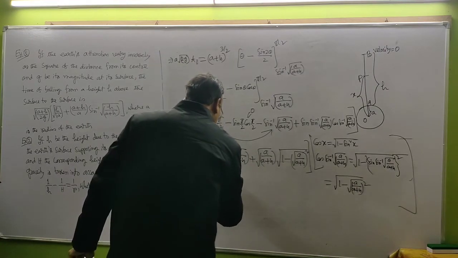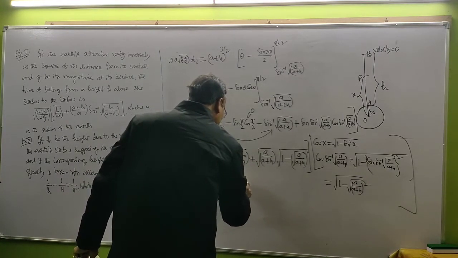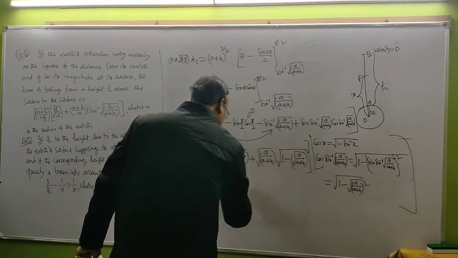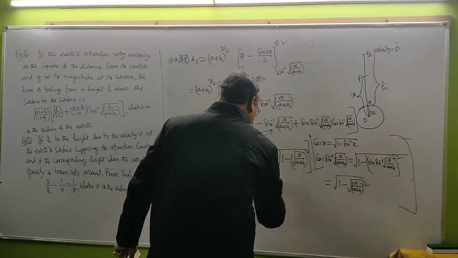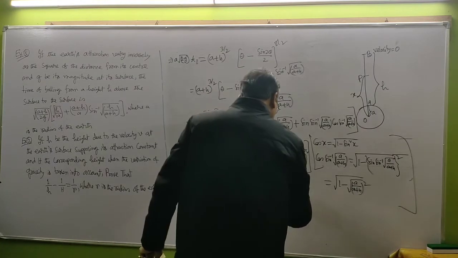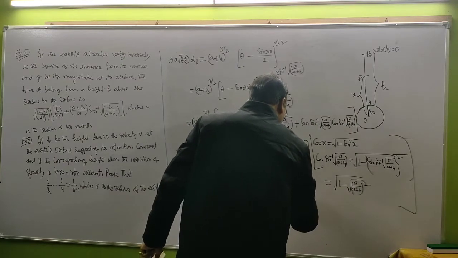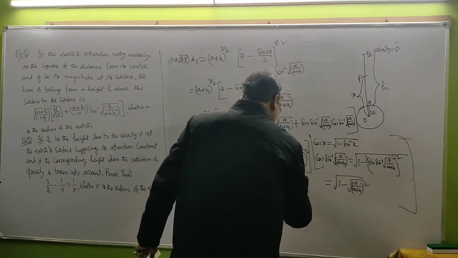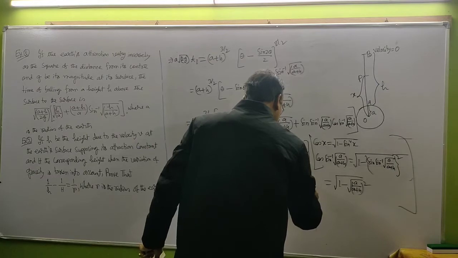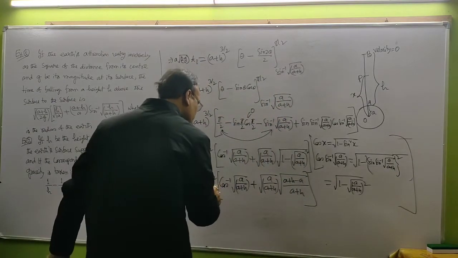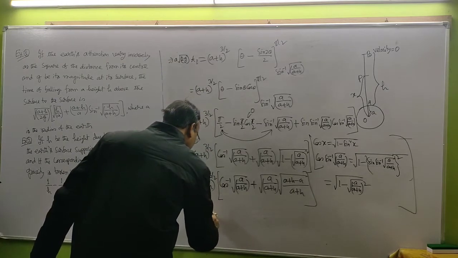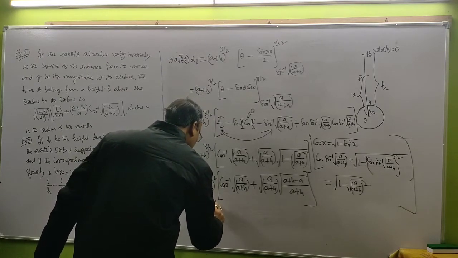It is cos inverse under root A divided by A plus H plus under root A divided by A plus H. Again under root, here it will be A plus H, A plus H minus A. This is equal to A plus H whole to the power 3 by 2.